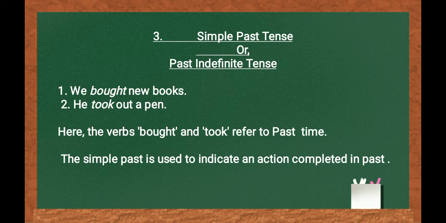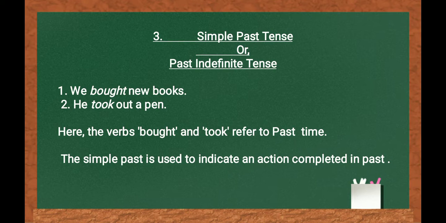Let's see 2 sentences are given. We bought new books. He took out a pen. In the first sentence, we bought new books, the verb is bought. And the base form or the present form of bought is buy. That means bought is the past form of the verb.